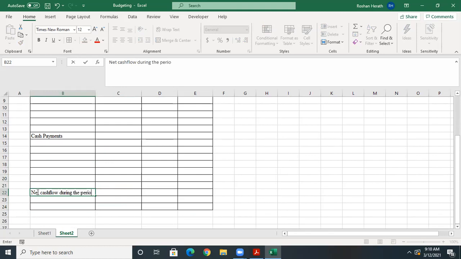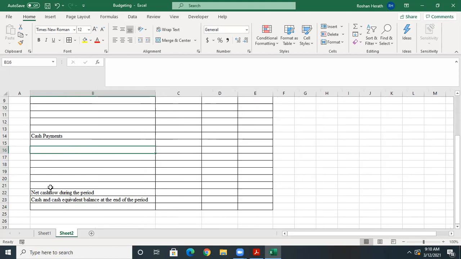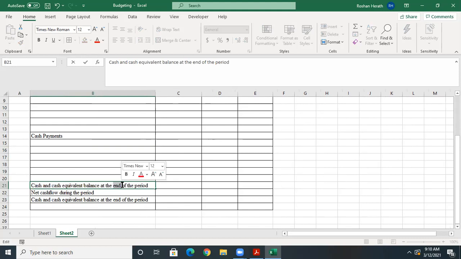During the period, then you can take the cash and cash equivalent balance at the end of the period. Right. So at the end of the period, and here you have cash and cash equivalent at the beginning of the period. So this is the usual structure.